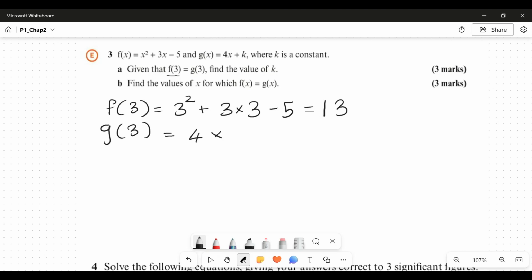4 times 3 plus k. So instead of x, we're substituting that with 3. 4 times 3 is 12, so this turns out to be 12 plus k.